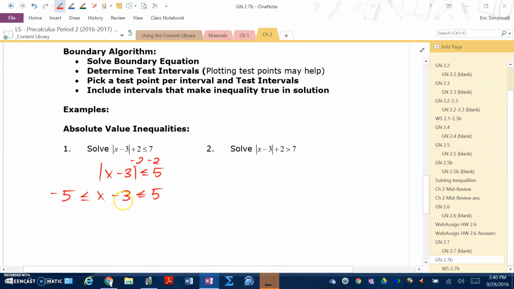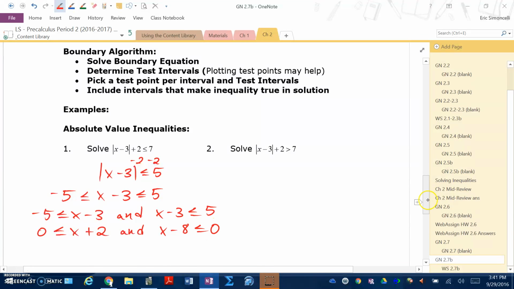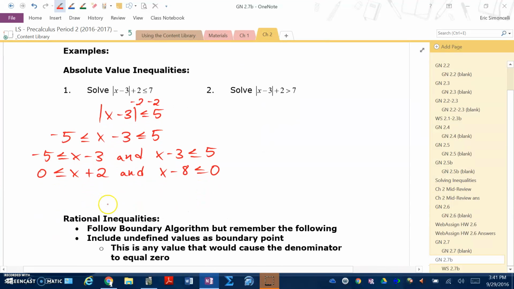Okay, so when we go ahead and, as the boundary algorithm suggests, and as I showed on the previous page, we'll set up -5 less than or equal to x minus 3, and x minus 3 is less than or equal to 5. We'll go ahead and add 5 to both sides, so 0 is less than or equal to x plus 2. And if we subtract 5, we'll get x minus 8 is less than or equal to 0. On our number line, we'll have 2 critical values, one at -2, one at 8. At -2, it should be closed. At 8, it should also be closed.